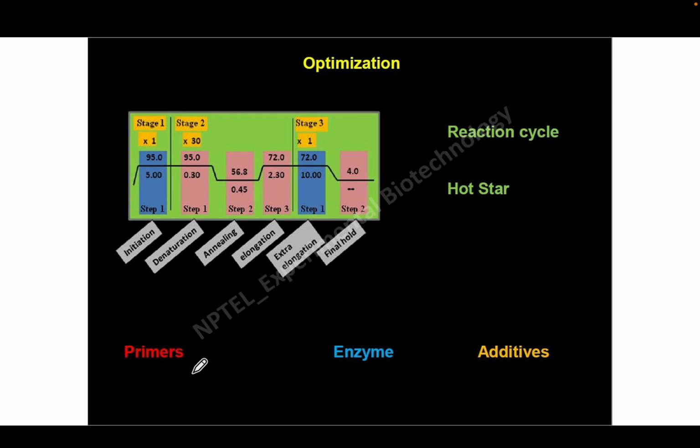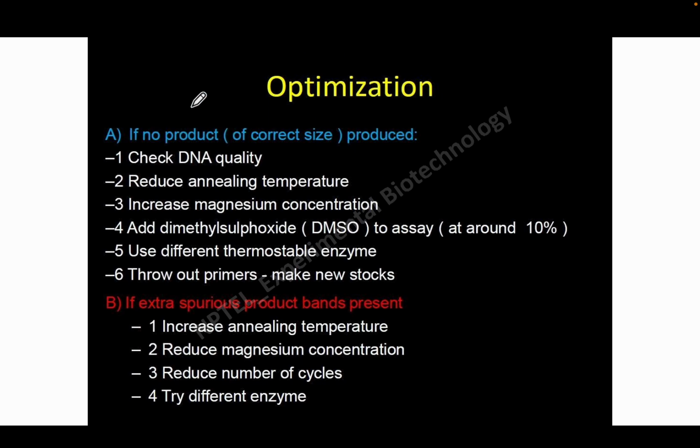You have reaction cycles, primers, enzymes, additives. After your experiment, you need to do some optimization if it doesn't come out well in one go. So if no product or incorrect size product is produced, after PCR amplification you take those samples out of the thermal cycler and run the gel. In the gel, you need to observe your desired band.